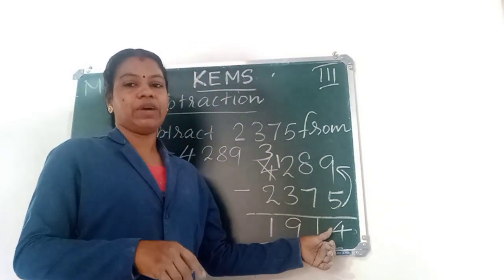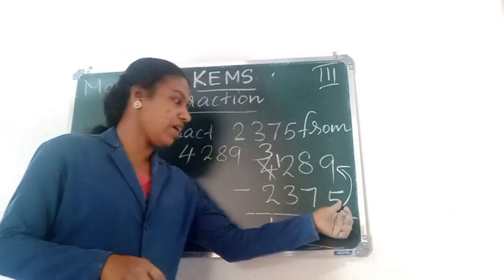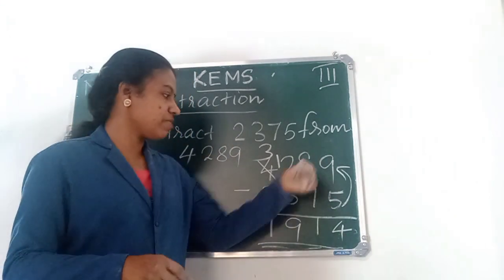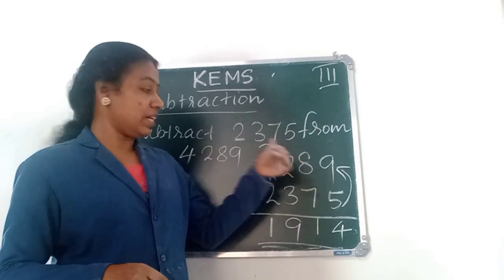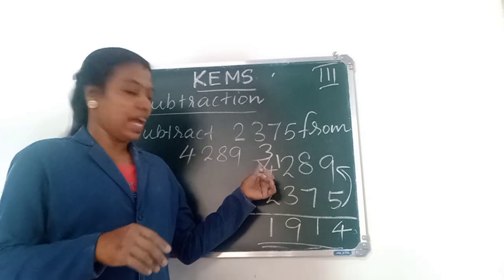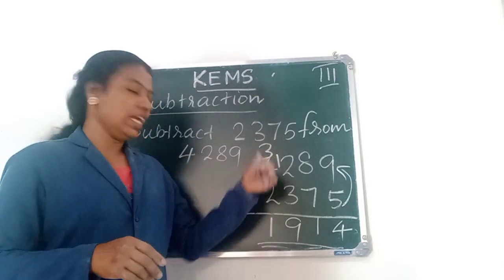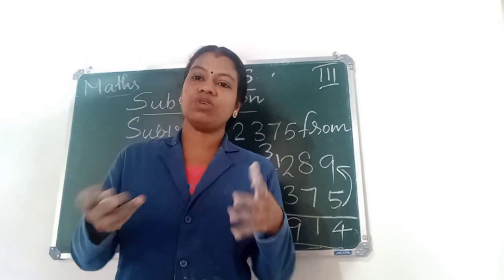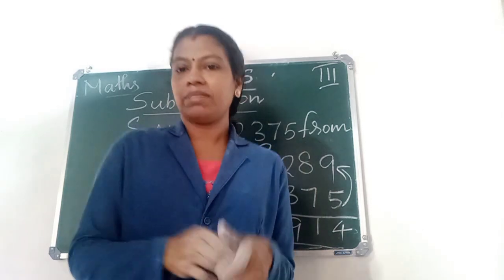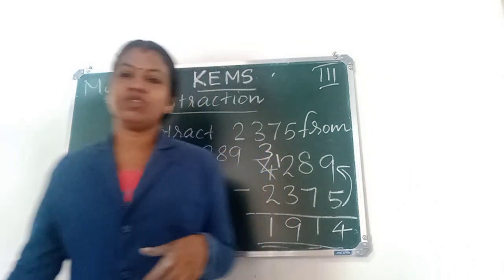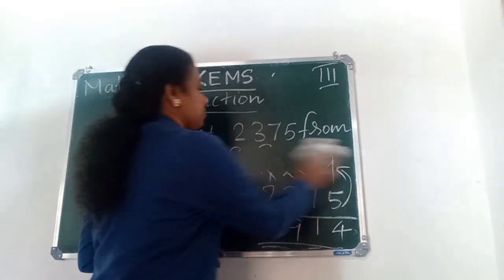You can also check your answer by adding these two numbers. 5 plus 4, 9. 7 plus 1, 8. 9 plus 3, 12. That 2 is here. 1 is carried over. Then 2 plus 1, 3. That balance 1, 4. So your answer is also correct. Okay, clear? Subtraction is clear? Okay, I will show you one more example.